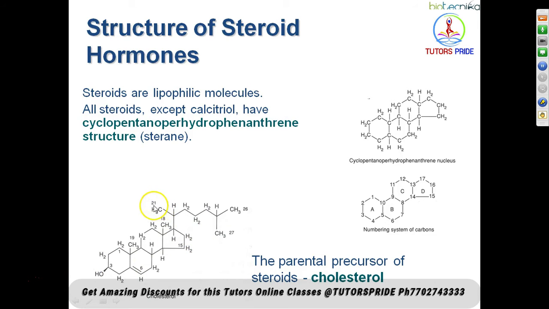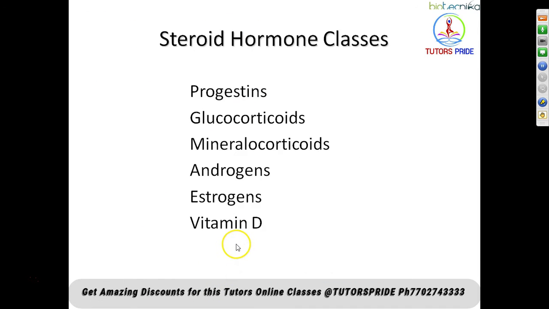Next, from here we start with 21, 22, 23, 24, 25, 26, 27. So this is a 27-carbon compound. These are the different numberings for cholesterol, and this is how we give the nomenclature for steroid compounds. And as I told, calcitriol does not have the sterane nucleus; it is different from other steroids.